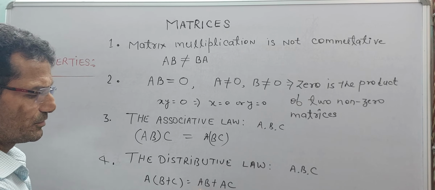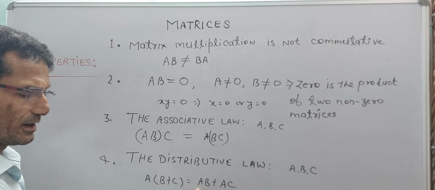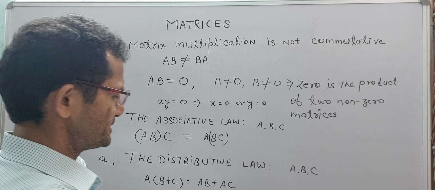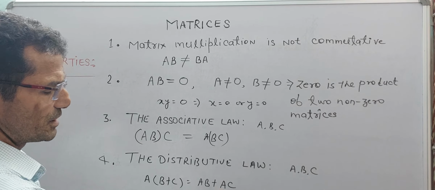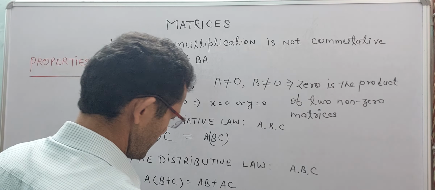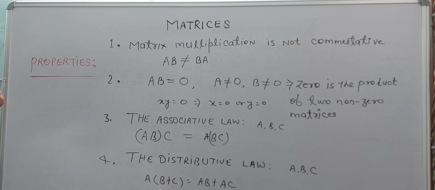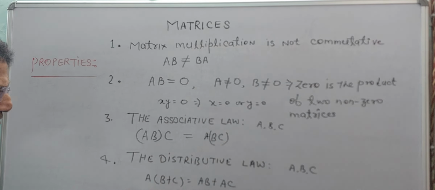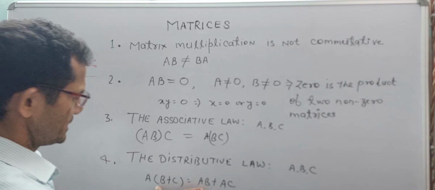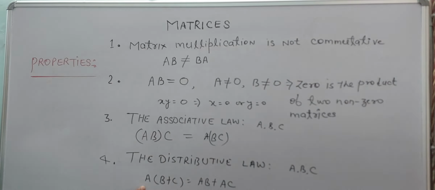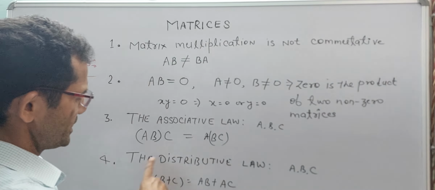For AB, the rows of B should be equal to the columns of A. For AC, the number of columns of A should be equal to the number of rows of C. Similarly, B plus C should have the same orders, and the number of columns of A should be equal to the number of rows of the resultant of B plus C. So multiplication is distributive over addition.